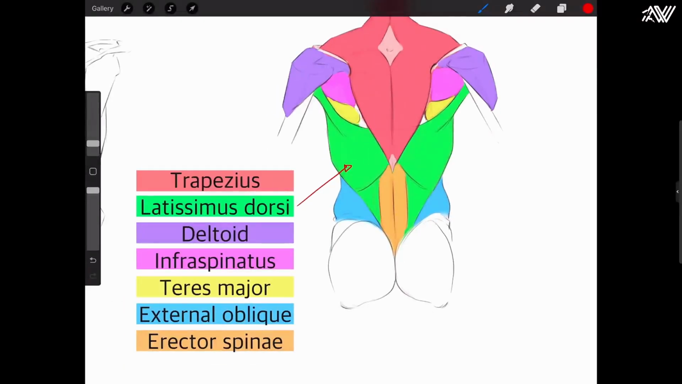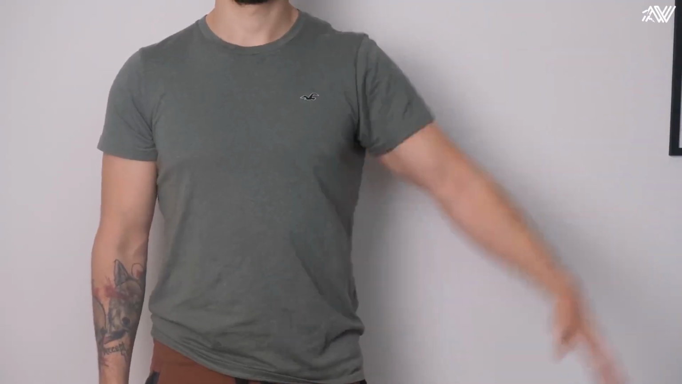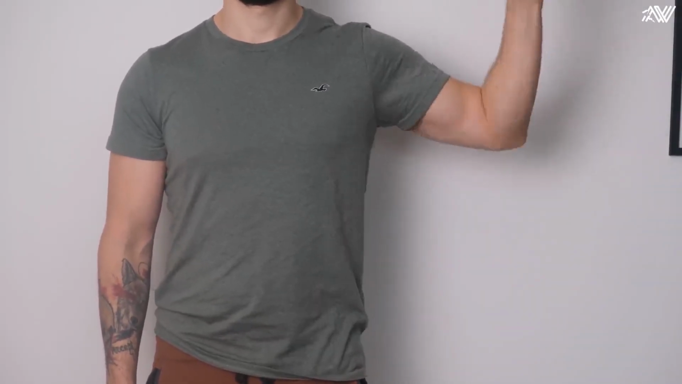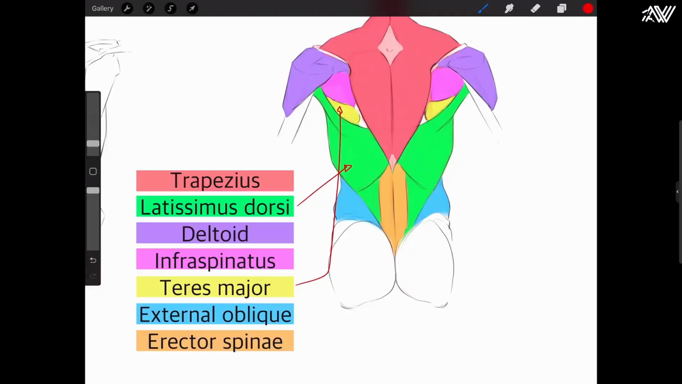The latissimus dorsi has a couple of different functions. It works in tandem with the teres major. The teres major is this yellow muscle over here, and they work in tandem. What they do is help adduct, internally rotate, or extend the arms. So again, they play a huge role in what our arms can do and how our arms function, and they basically help to stabilize all of that.